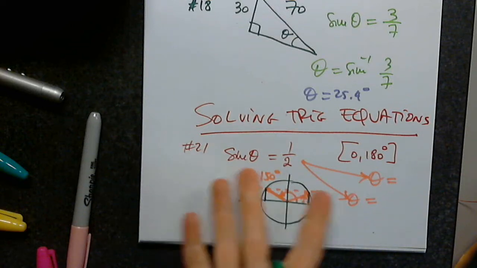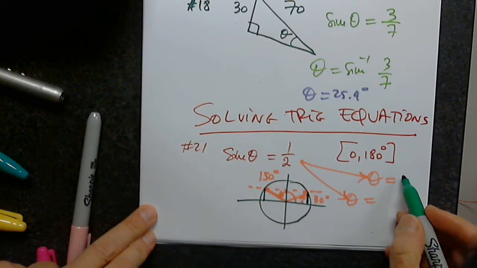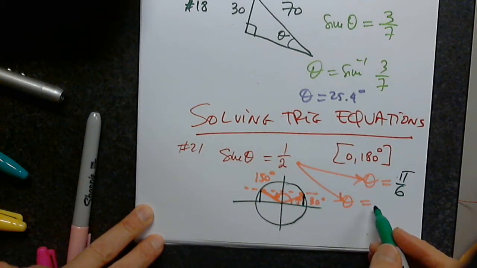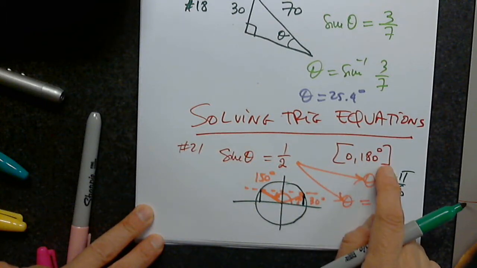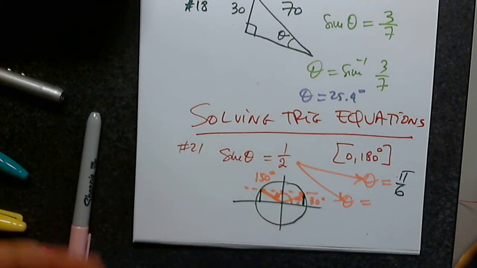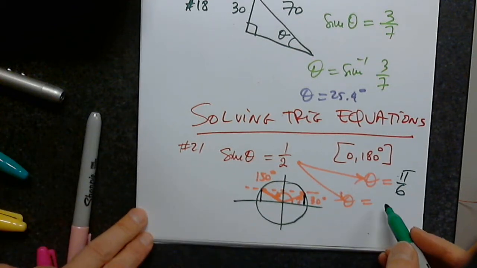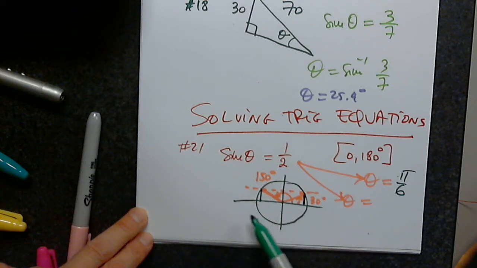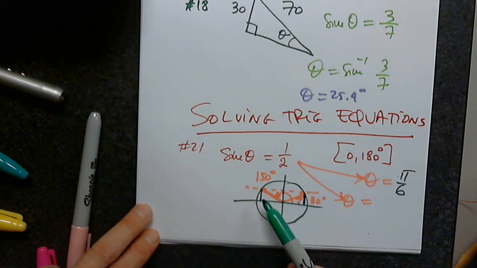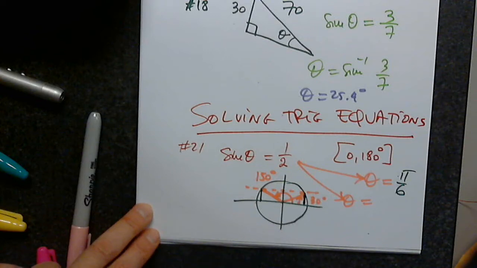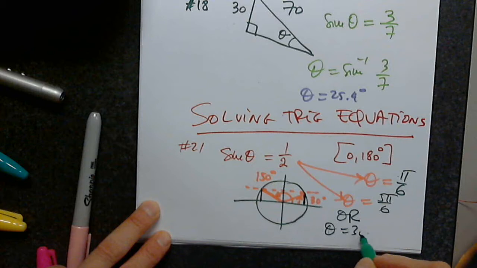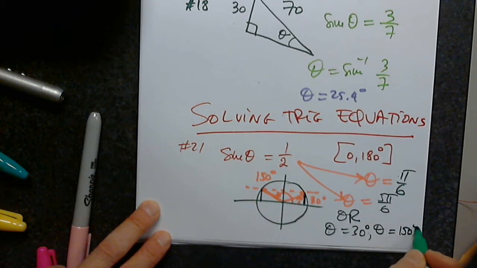Good. So this trig equation has two solutions. What are they again? Pi over 6 and 5 pi over 6. And now once they give us 0 to 180, we should keep it in degrees. It doesn't matter. 30 degrees, 150 degrees, or you say pi minus pi over 6, 5 pi over 6. And I will say theta equals 30 degrees or theta equals 150 degrees.